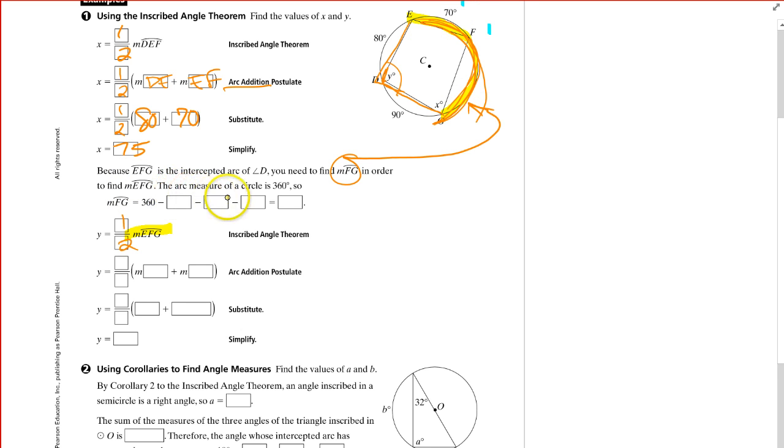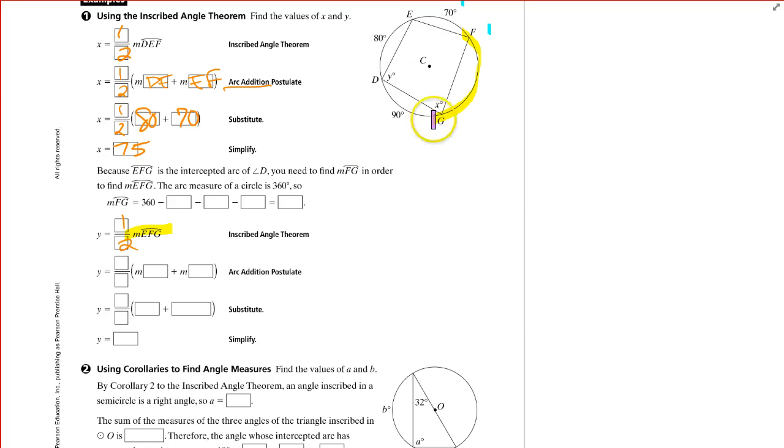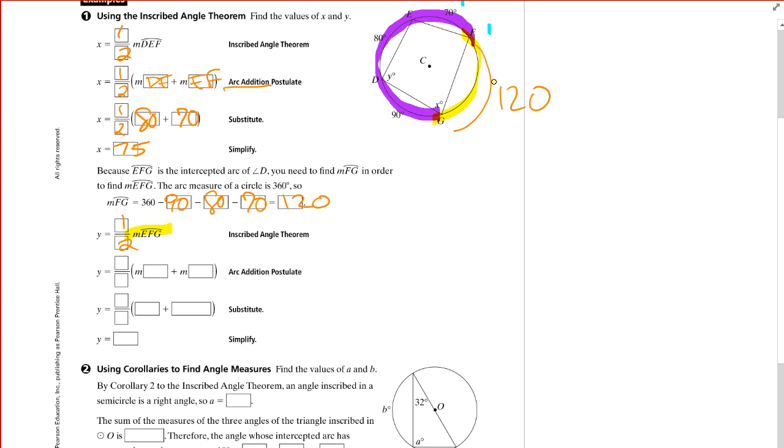And so if we know that in this circle we have 360 degrees of arc, then I can say this piece here will be 360, take away this, take away this, take away this, right? Okay, well, there you have it. 360 minus 90 minus 80 minus 70, which is 120.